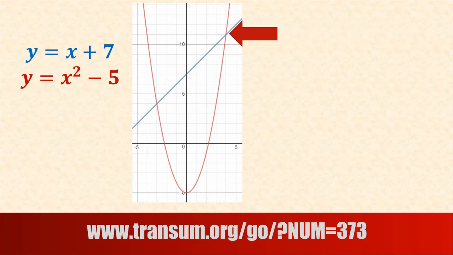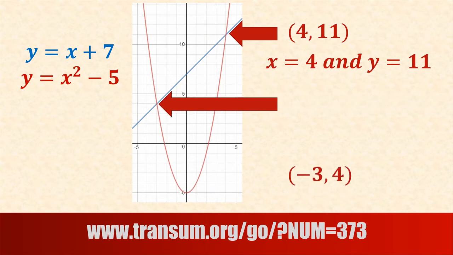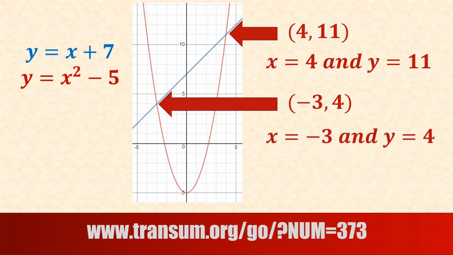The first one, the coordinates up there, is 4, 11. So the solution would be x is 4 and y is 11. But the other point of intersection right there has coordinates -3, 4. So the solution there would be x is -3 and y is 4. So we've solved the simultaneous equations using the graphs.